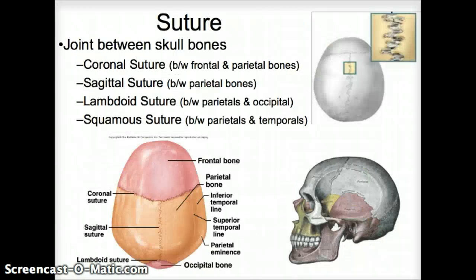Well, that brings us to the slide of sutures. Sutures are joints between skull bones. You can see how they are formed here. The jaggedy lines go in and out. That forms a joint that looks like it's just a fusion, but it is not quite a fusion.